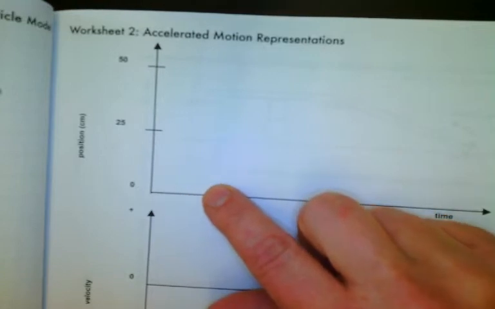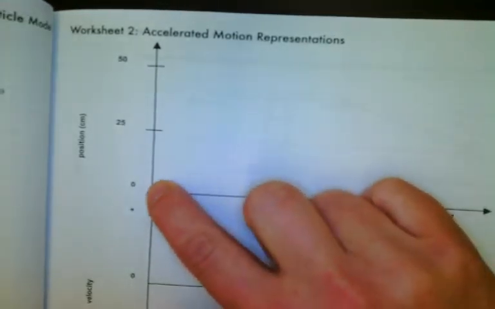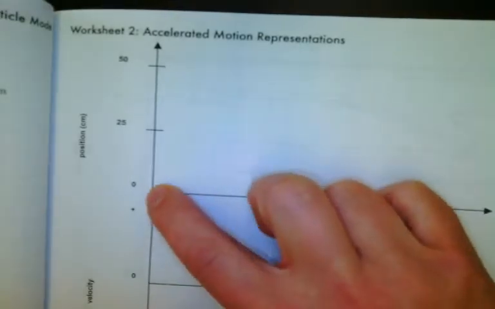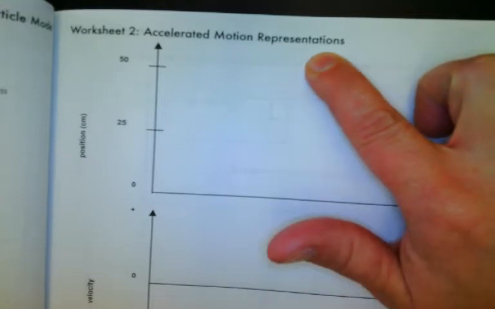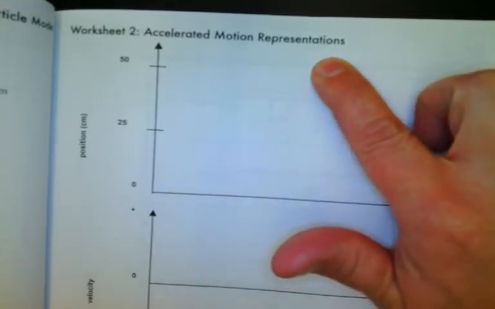So it should look like this. I'll draw it with my finger. It should look like this. It should just look like a top opening parabola like this. Okay?